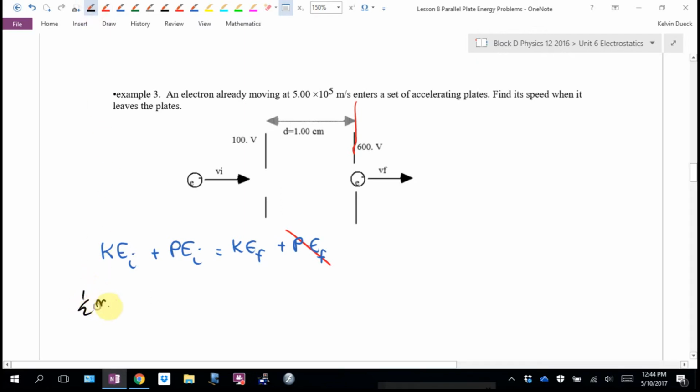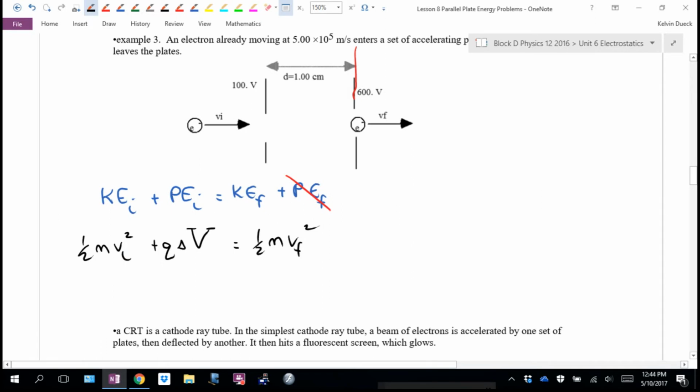A half m v initial squared plus q change in voltage equals a half m v final squared. Nick, what am I trying to find here? Which one of those v's? Yeah. You know, Nick, I think what I'm going to do is I'm going to just calculate this. I'm not going to try and get the VF by itself. And then once I get that as a number, then I'll go times by 2, divide by m, square root. This is about as much algebra as I want to do. I could get the V final by itself, but it'd be kind of yucky.